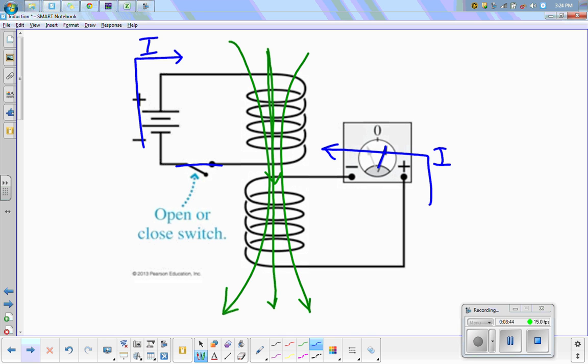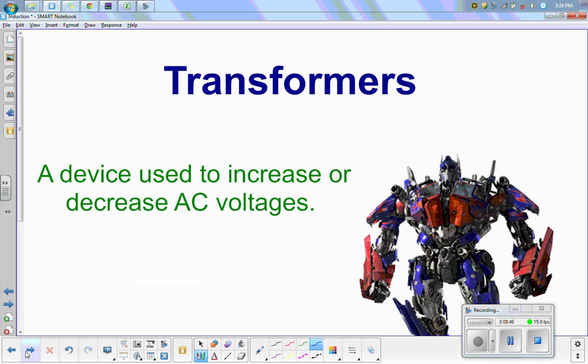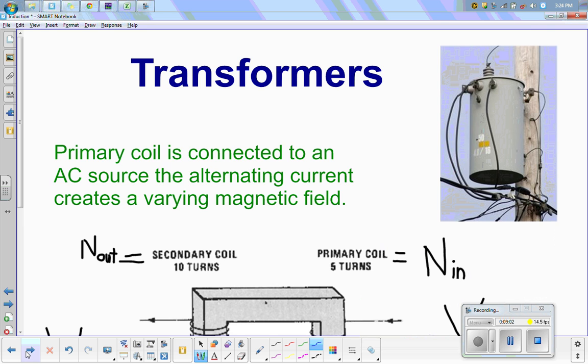That device that Faraday invented is called a transformer, which increases or decreases AC voltages only. AC voltages because we have to have a changing magnetic field. AC voltages are always changing. DC voltages stay the same. A transformer looks like this. This is the important part right here.